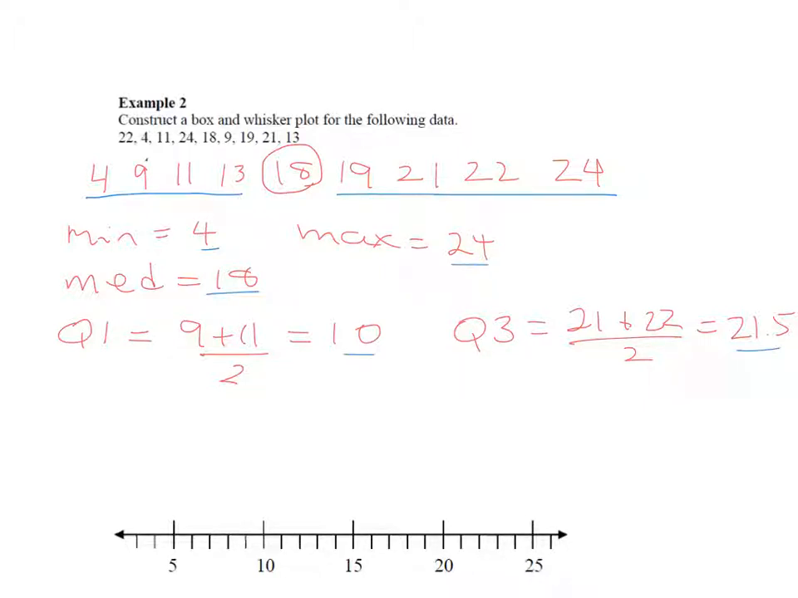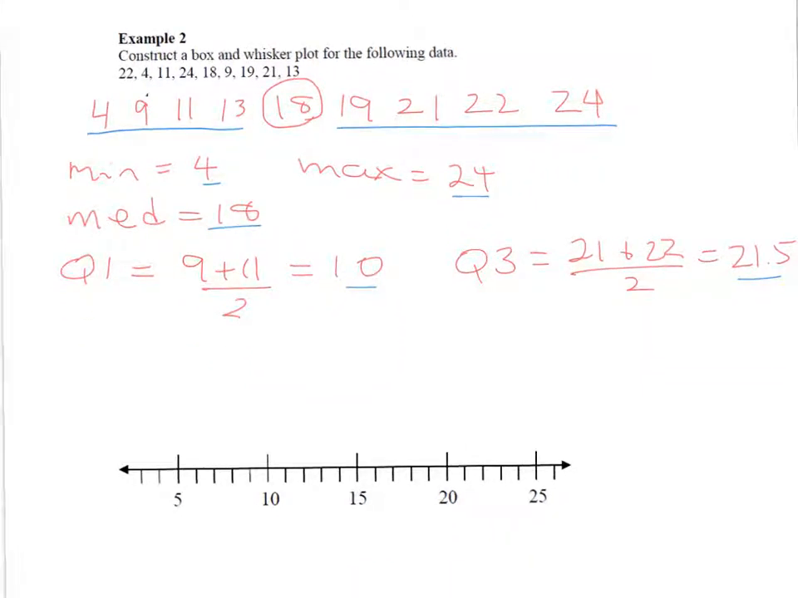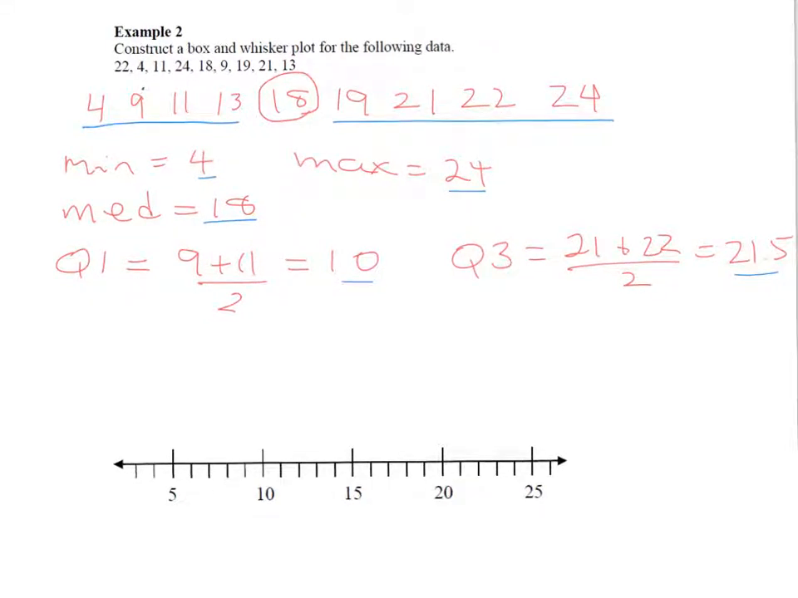Now, when you're creating your own box and whisker plots, please do use a ruler or a straight edge. Using this app that I'm creating this with, it's very hard for me to draw straight lines. There's not a nice tool for me to use to do that. So mine's going to be sketched in, but I really want you to use a straight edge when you do these.